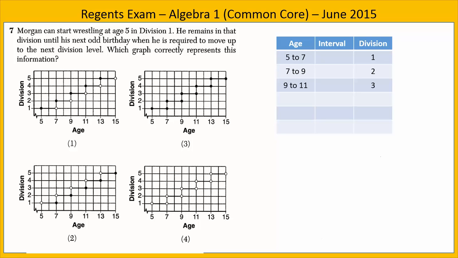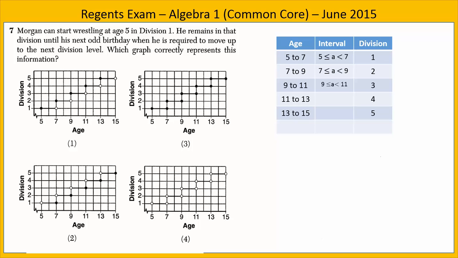9th birthday comes, it's an odd birthday. He's now in Division 3, stays in Division 3 from 9 to 11 years old. 11 to 13, division 4. 13 to 15, division 5. Now let's look at this a little more carefully. At age 5, Morgan is in division 1, but as soon as he turns 7, he moves to division 2. Written as a mathematical inequality, we would include 5, but not include 7. 7 would move him to division 2.